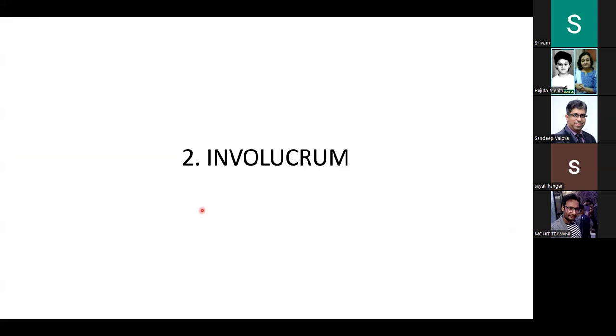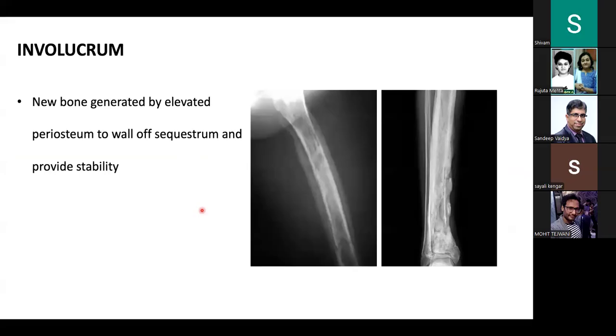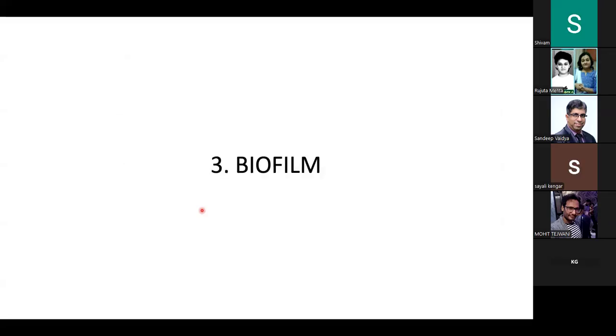Involucrum, again, you are all aware as to how an involucrum is formed. Because the cambium layer of the periosteum is lifted off the bone, it gets stimulated. You are all aware there are osteoprogenitor cells which then generate new bone, which forms the involucrum and tries to provide stability. So if the involucrum is well formed, then it provides structural stability and you don't need reconstructive procedures. However, if the involucrum fails to form appropriately, or if the involucrum and periosteum are destroyed by infection, then it leads to structural instability.